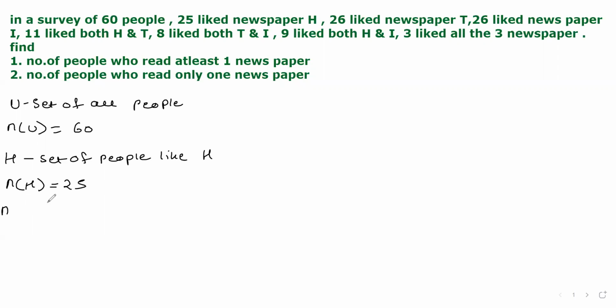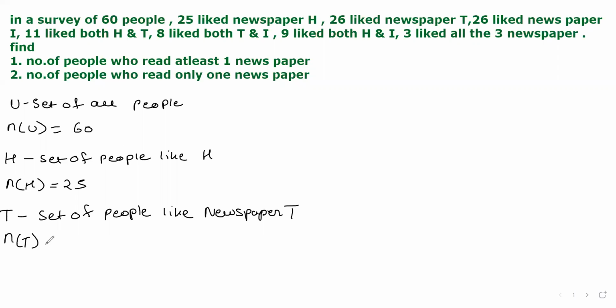Similarly, T. You will have to write down this. T is the set of people who like newspaper T. आप सेट assume नहीं कर सकते, आपको define करके बताना पड़ेगा इधर. So number in T is 26. Then I is the set of people who like I newspaper, and people who like I is 26.